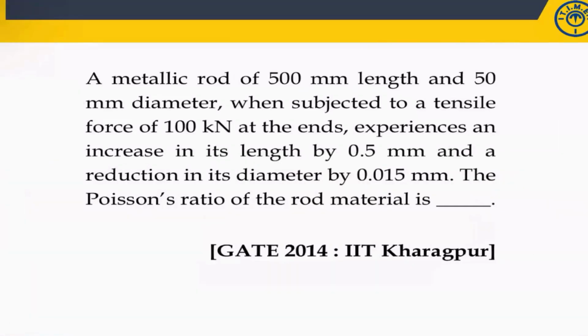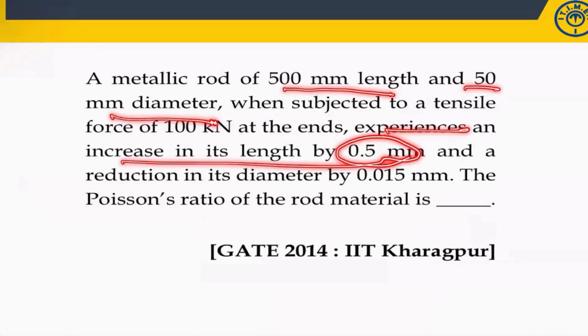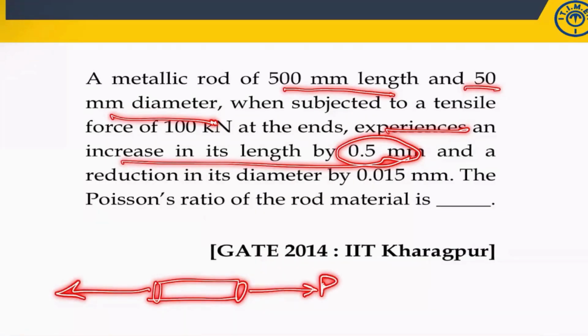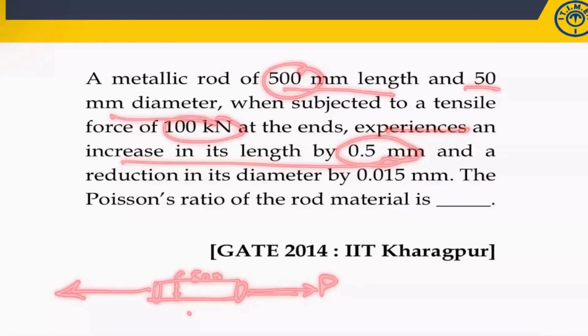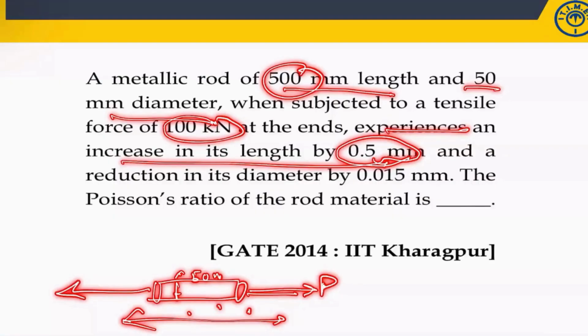Now this is one more question, GATE 2014, based on whatever I have discussed. What is the question? A metallic rod of 500 length and 50 diameter experiences an increase in length by 0.5. What does it mean? There is a metallic rod, and you are applying some particular load. Because of that load, the length is given as 500 and the diameter is 50. Once you apply the 100 kilonewton load, the length is increased by 0.5. That means initially it is 500, now the length will become 500.5.